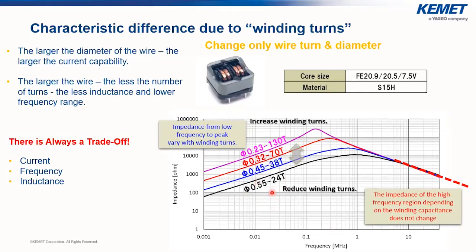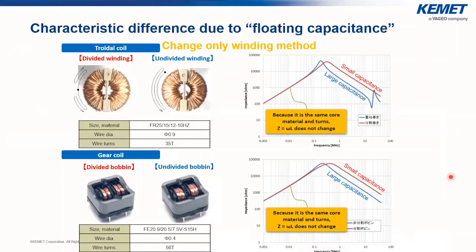It's interesting to notice here that if we increase the number of turns, we have a big advantage on the impedance. Of course, the wire will be thinner. It means less current capability. But this is only valid for low frequency, up to the peak. Instead, here, the floating capacitance is dominating, and we have a similar behavior for all the kinds of winding turns we used.